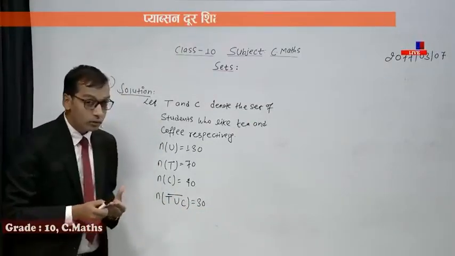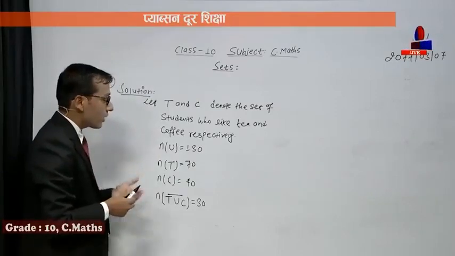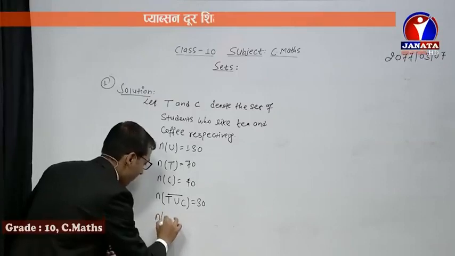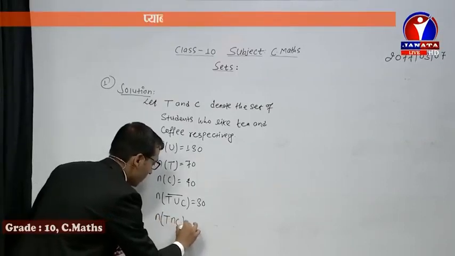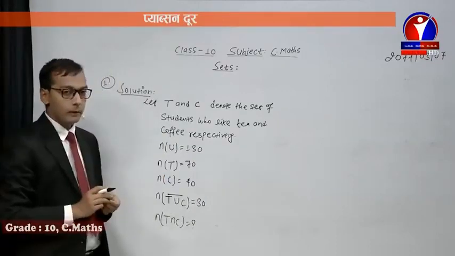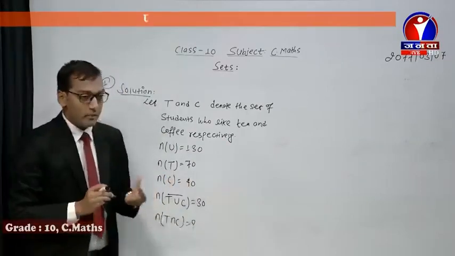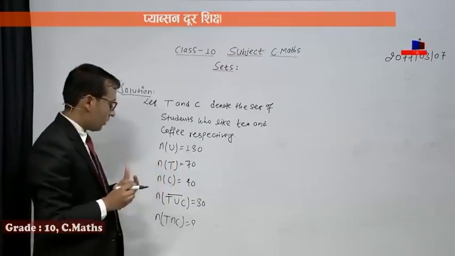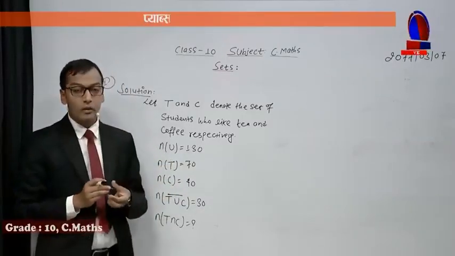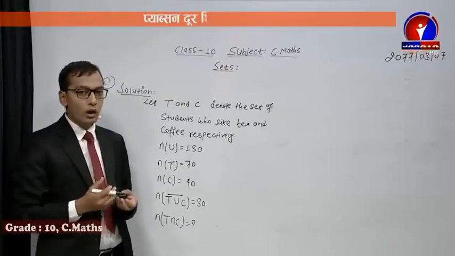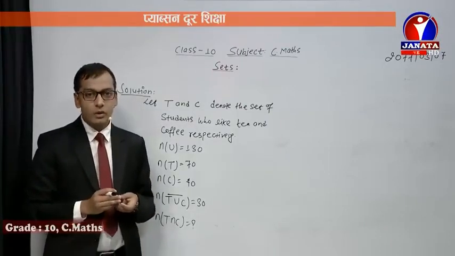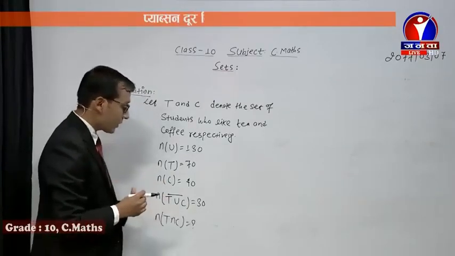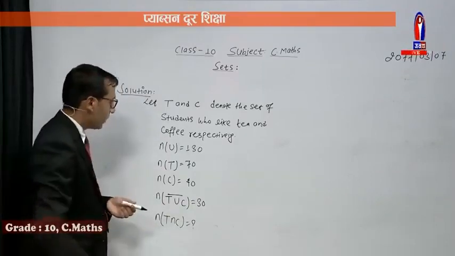Now what is unknown? We are asked to find the intersection of the two sets T and C. So n of T intersection C is asked in the question. In the Venn diagram method, after writing all the information, first we check whether the intersection of the two subsets is known or not. If it is unknown, we suppose it. So I'm supposing here the intersection of the two subsets is X.